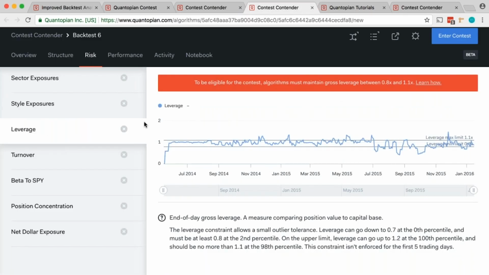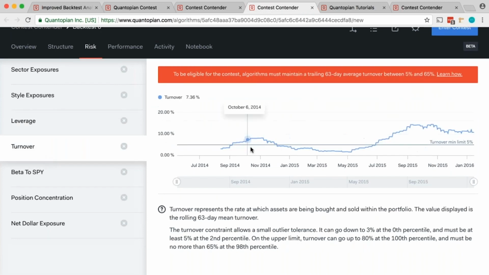So, going back to that algorithm, we can then see my turnover, which talks about how much trading I'm doing. With turnover, actually, I have a different problem, which is that I'm trading too little. And the minimum limit is 5%. That's a trailing average. But at times I seem to be dipping under that limit. I'm doing around 1.5% or a little bit around that.